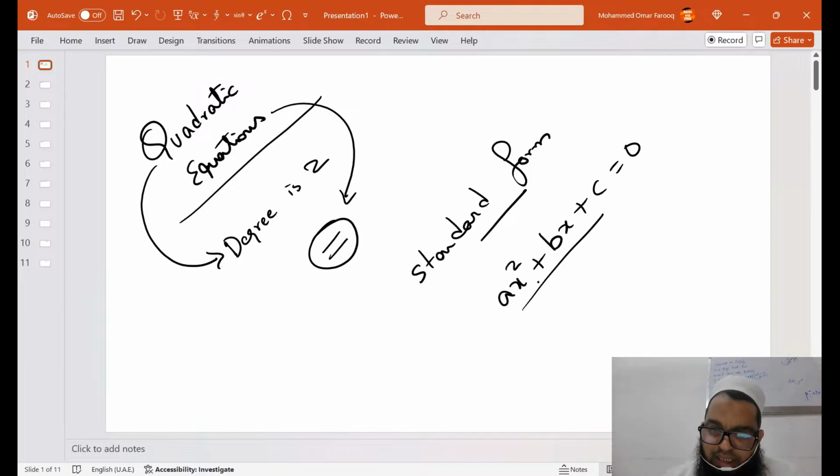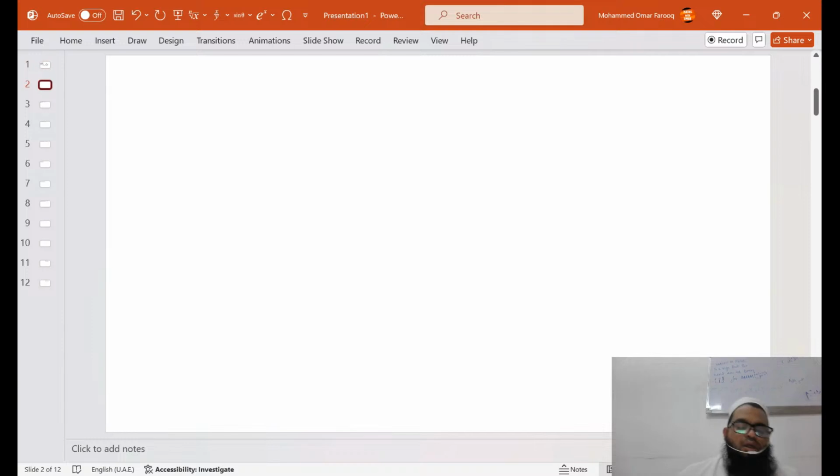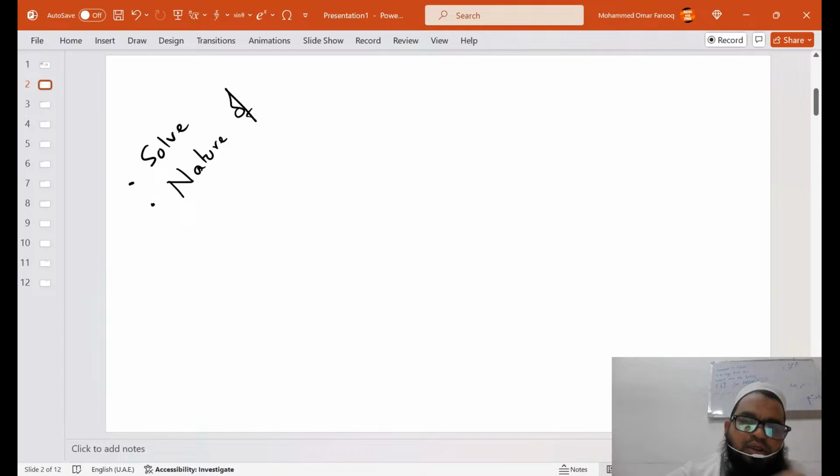Now, good. The standard form is ax square plus bx plus c. So in quadratic equations what we do? We solve the equations. So first thing is we solve the equations, and the next concept in quadratic equations is to know the nature of the roots. See, why do we see the nature of the roots? If we see the nature of the roots, we can easily know whether they are real or not real. If it is real, then we can directly go on with finding.